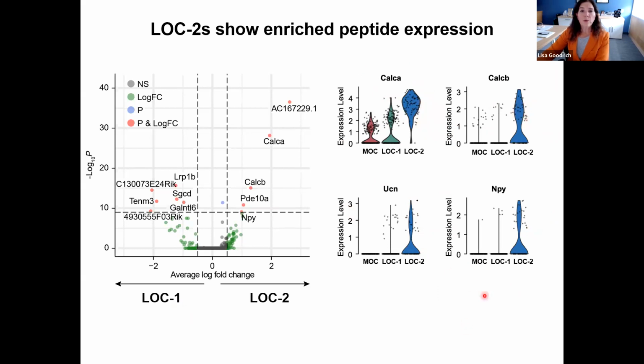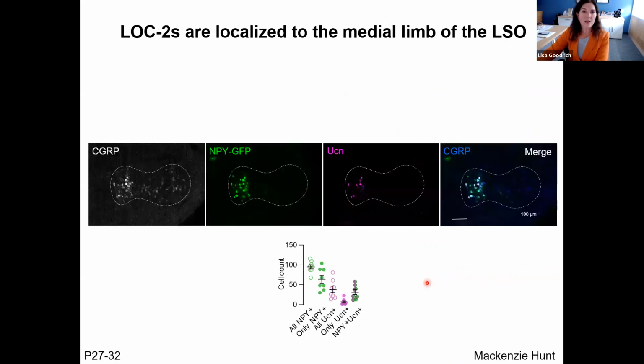So we wanted to figure out where these are anatomically, or what it means to be LOC1 and LOC2. This gave us further evidence supporting the idea that these might really be different cell types, because when Mackenzie Hunt was in the lab, she looked at the expression of these peptides and found that they were enriched in the medial wing of the LSO. You can see a gradient of CGRP where it's highest medially. We have an NPY GFP line where you can see those NPY cells are in the medial wing, same for urocortin, and it's all there.